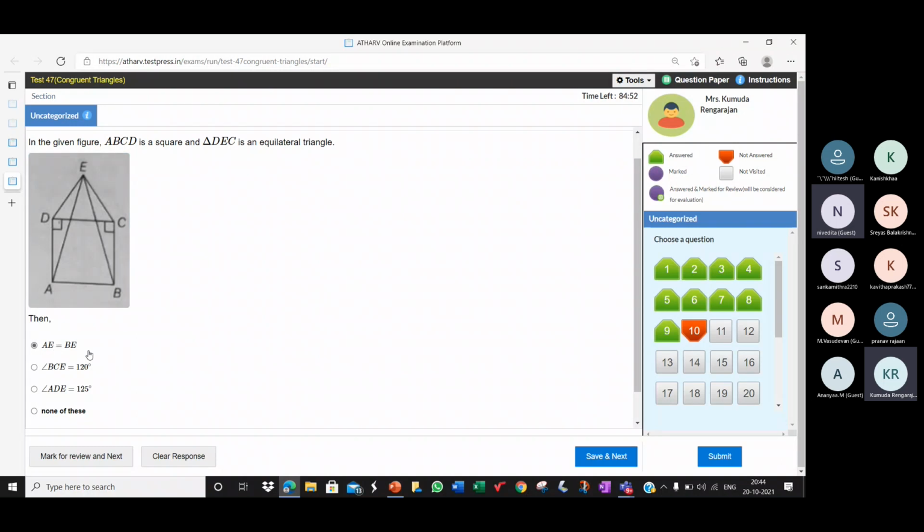All right. So AE equals BE because in triangles ADE and BCE, AD is equal to BC because they're sides of the square. DE is equal to CE because they're sides of the equilateral triangle. And this included angle is 150 and this also is 150. So two sides and the included angle, by the SAS rule, these two triangles are congruent. So by CPCTC, AE is equal to BE.